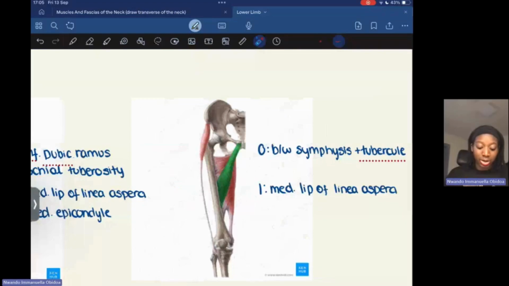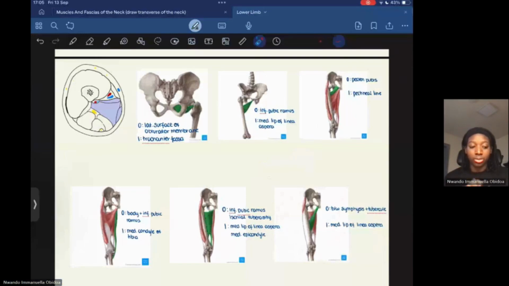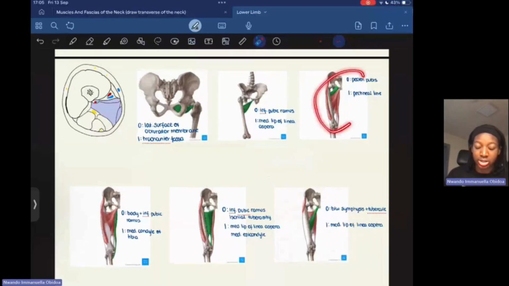Okay, now the muscles of the medial group all have the innervation of the obturator nerve. However, the pectineus, so this muscle, and the adductor magnus have dual innervations. So this means that the pectineus is innervated by both the obturator nerve and the femoral nerve, and then the adductor magnus by the obturator nerve and the sciatic nerve.